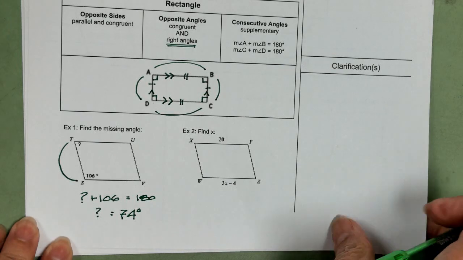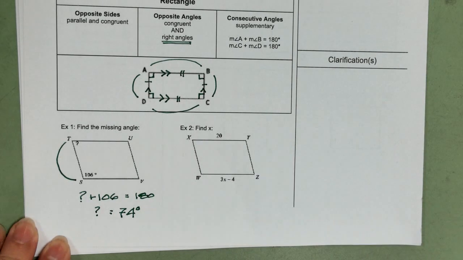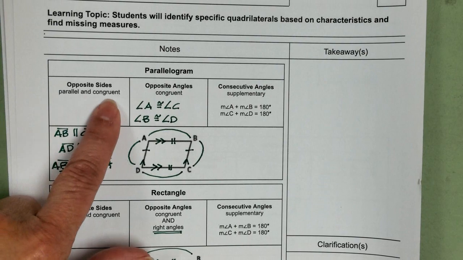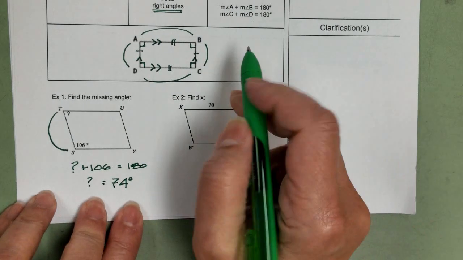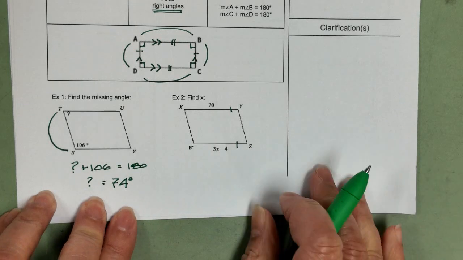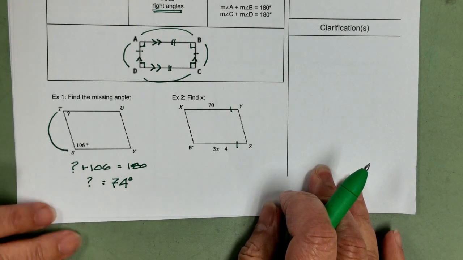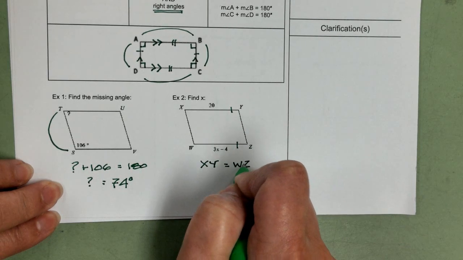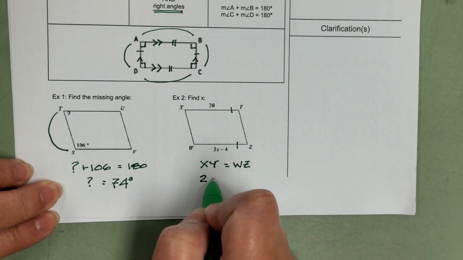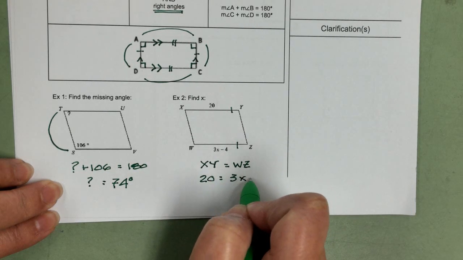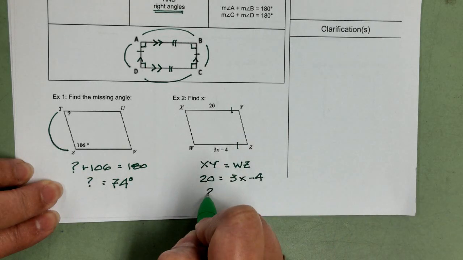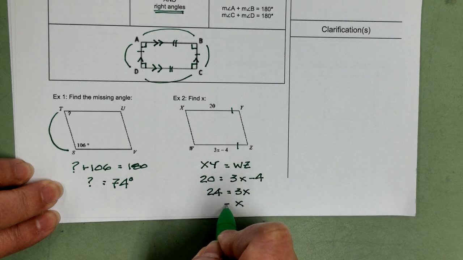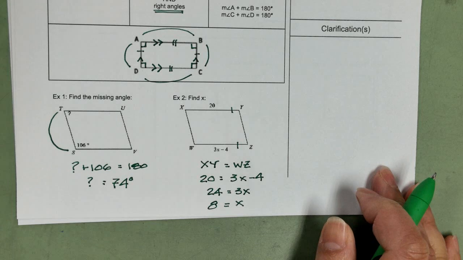Okay. If we look at example 2, we have two sides of the parallelogram. Opposite sides of parallelograms are congruent. So these two sides are opposite and they're congruent. And when they are congruent, that means their measures are equal. So our setup, 20 equals 3x minus 4. Add 4 to both sides. Divide by 3. And we get x equals 8.